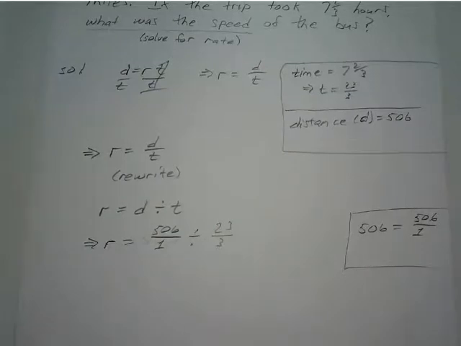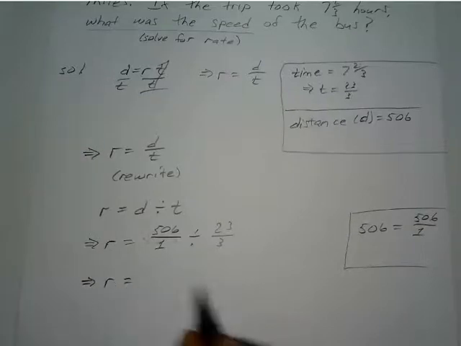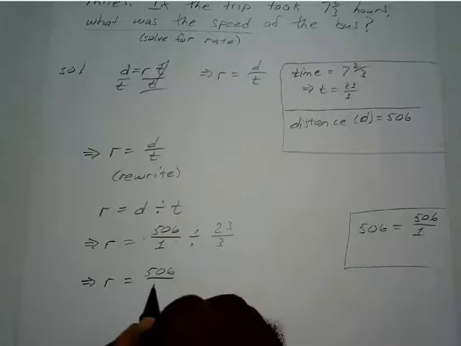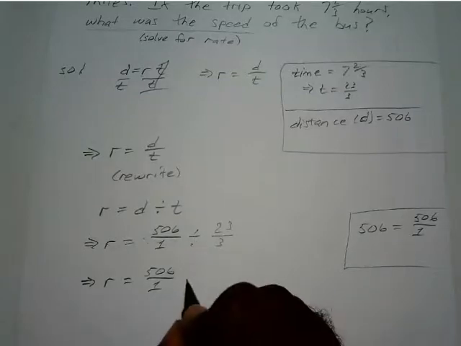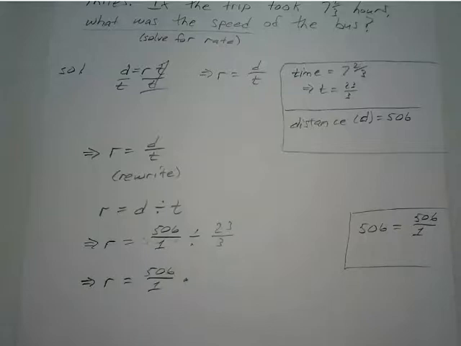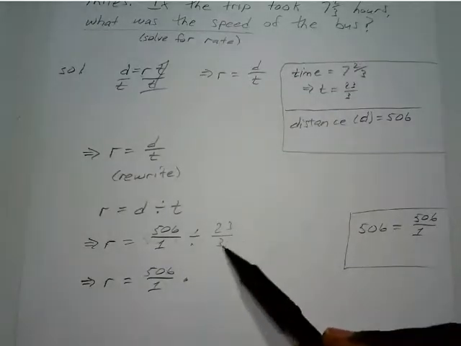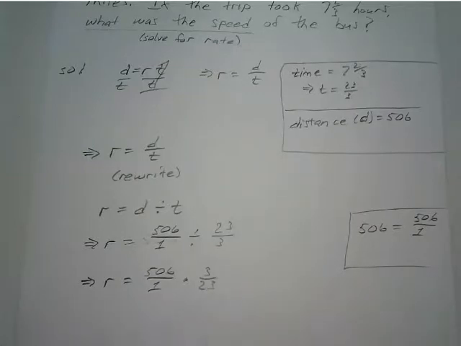If you remember your rules for dividing fractions, you write down your first fraction. So we have 506 over 1. The second step is your division changes to multiplication. Then your third step is you flip the second fraction. So instead of 23 over 3, you make it 3 over 23.